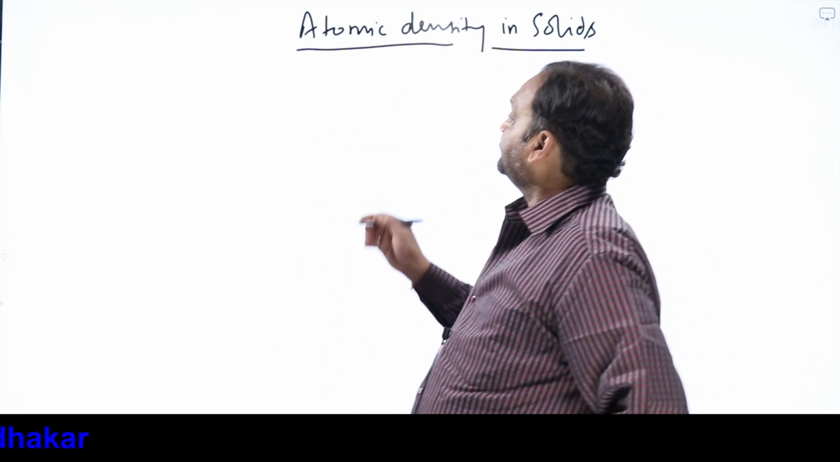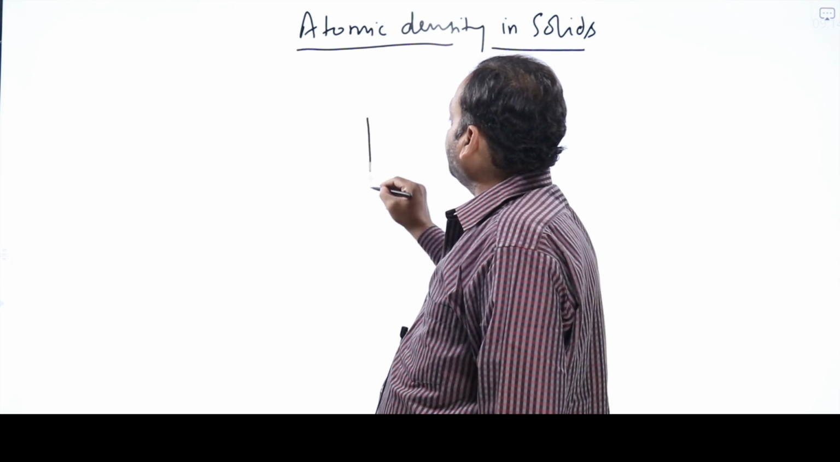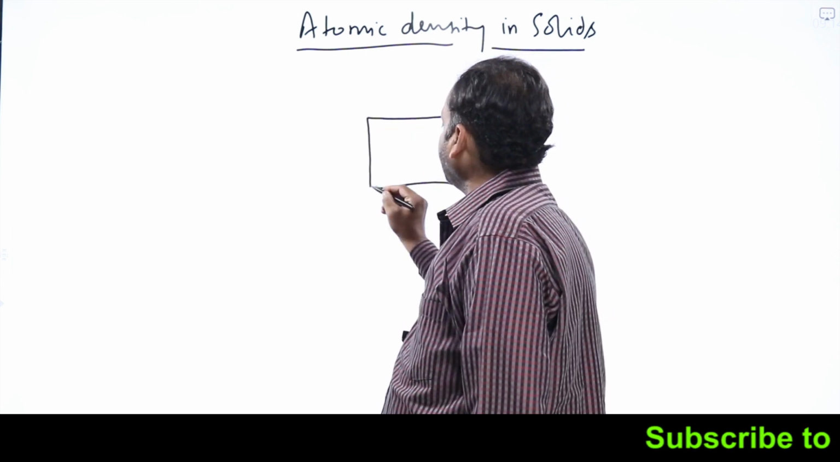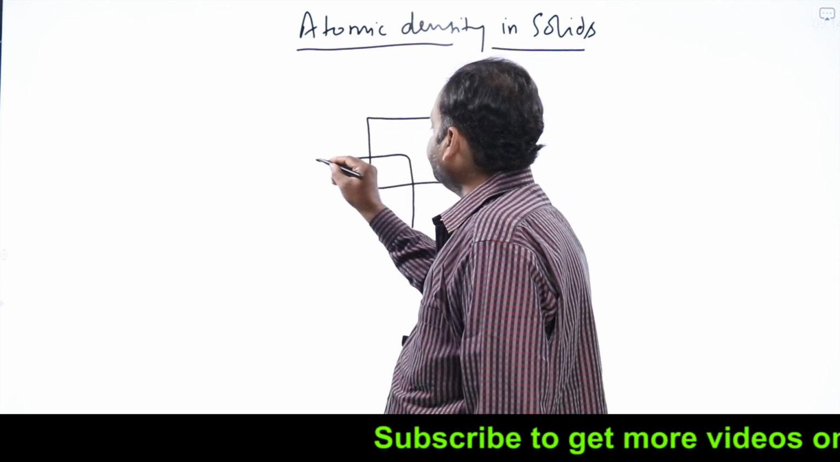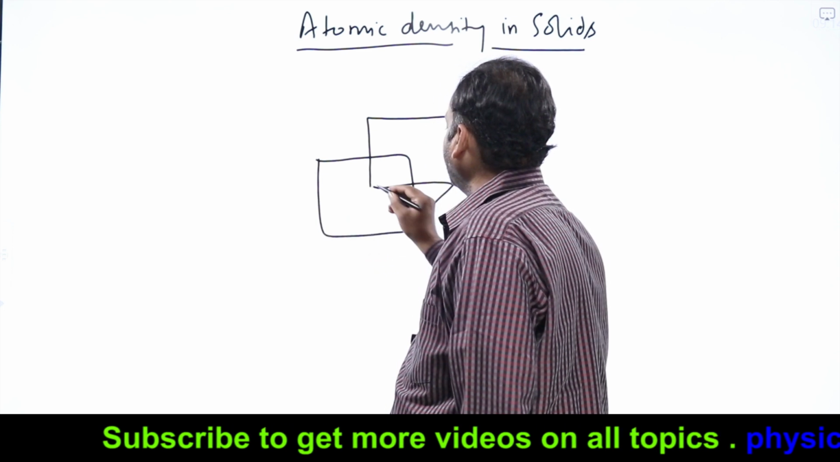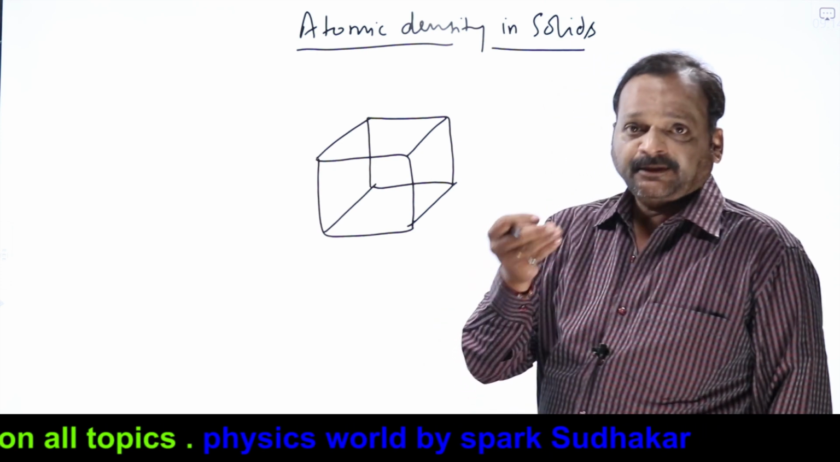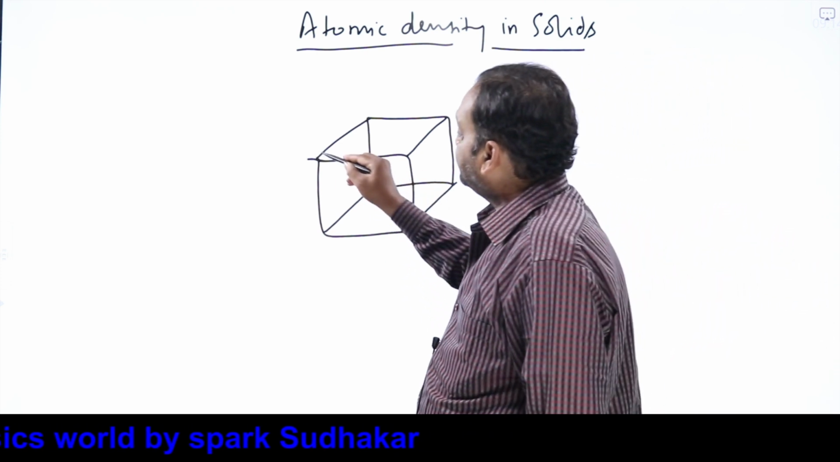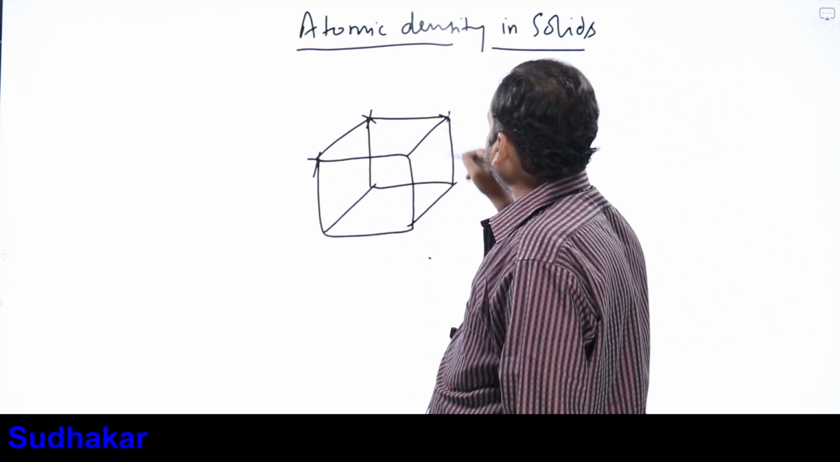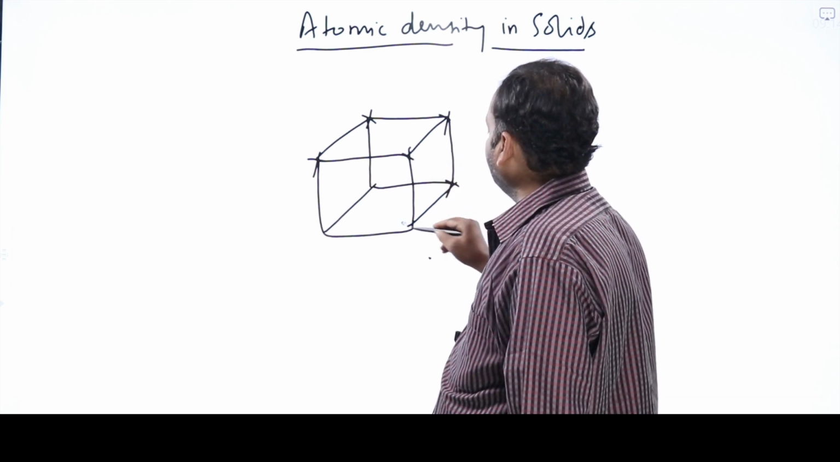So how many atoms will be there per unit volume? Per unit volume in a solid, I want. So I'll start with the simple cubic crystal, where the atoms are present on the corners of the unit cell only. Nowhere else you will find any atoms.